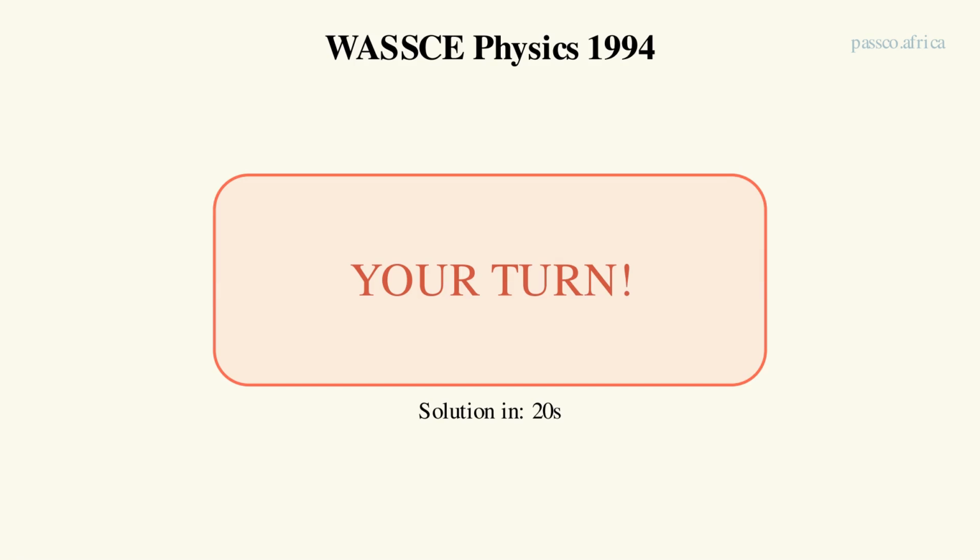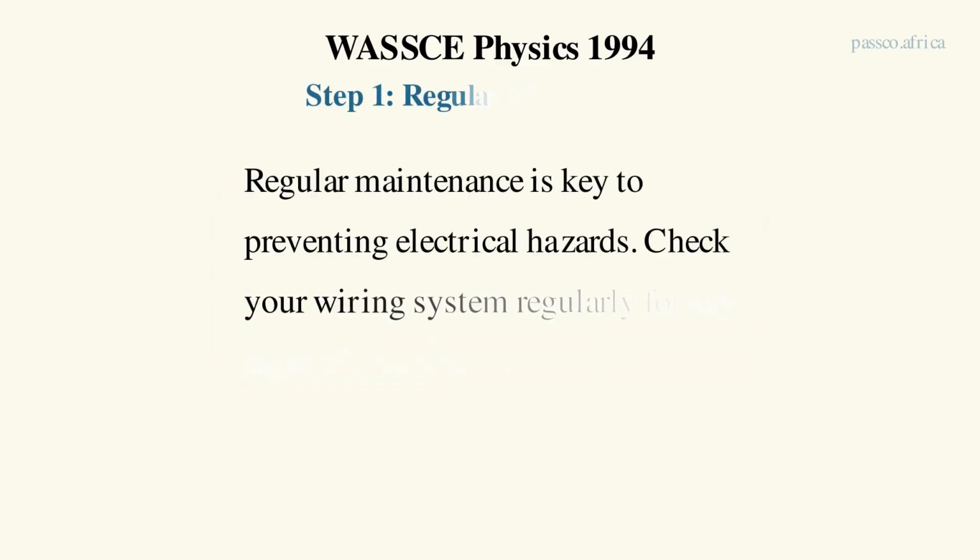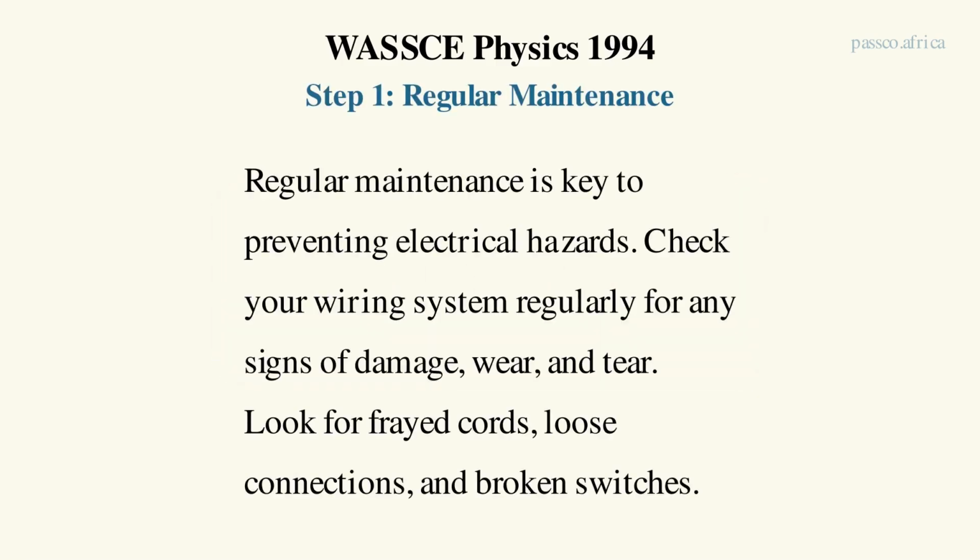Step 1. Regular maintenance. Regular maintenance is key to preventing electrical hazards. Check your wiring system regularly for any signs of damage, wear, and tear. Look for frayed cords, loose connections, and broken switches.